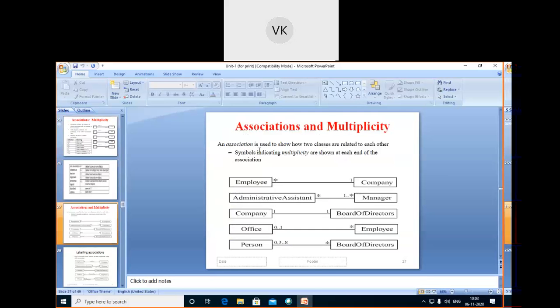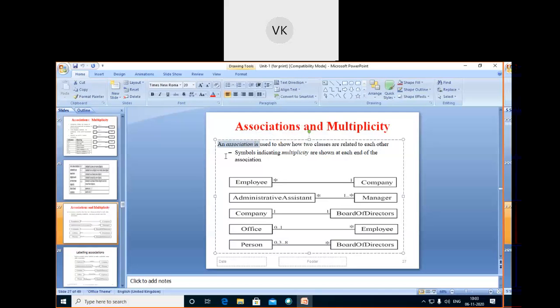Here an association is used to show how two classes are related to each other. I told you, association is meant for describing the relationship between the classes, and a link between the objects. Link is going to describe the relationship between the objects.